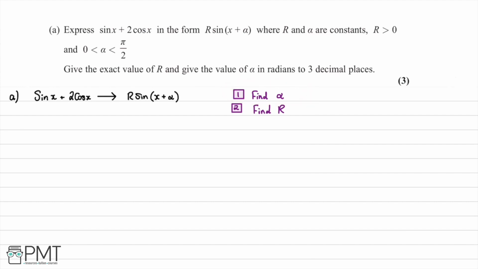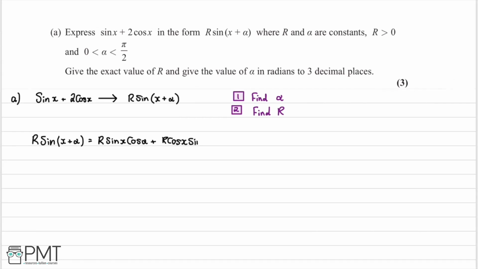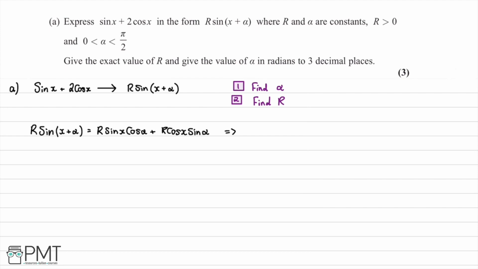And we can first say, using trig identities, that r sine of x plus alpha is going to be equal to r sine x cos alpha, and then we'll add on r cos x multiplied by sine of alpha. So from this, we have that sine x is equal to r sine x cos alpha, and then we also have that 2 cos of x is going to be equal to r cos x sine alpha. So from this, we can work out that r cos of alpha is going to be equal to 1.